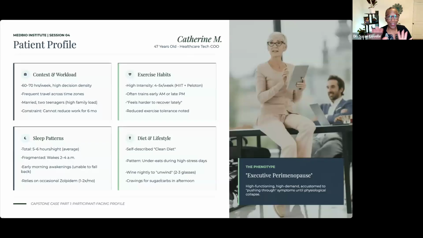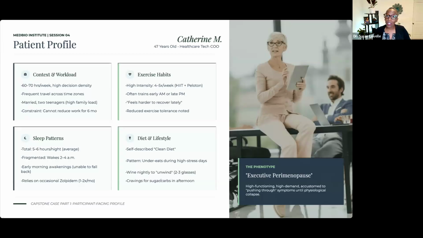So this whole session is really going to be one big case study. It's going to be our capstone case, and we're going to be talking about Catherine, who's 47. She's a healthcare tech COO. So she's on the other side of health. She's the one putting together a lot of the data and information that we use in our daily life.